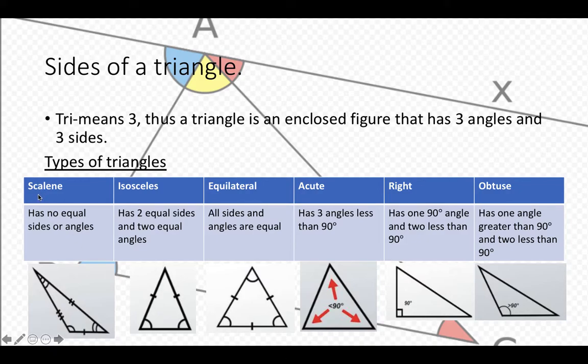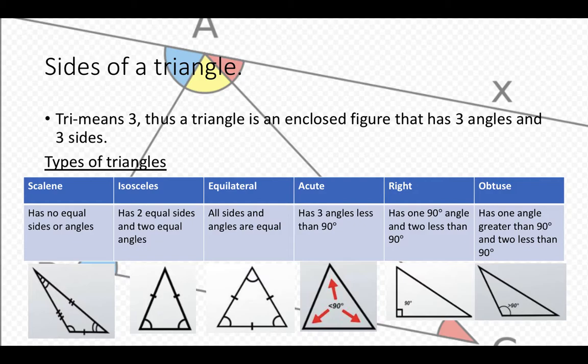First off, we have a scalene triangle. A scalene triangle has no equal sides or angles. The length of the sides and the measurement of the angles are all different. They're not the same. Then we have an isosceles triangle, which means that we have 2 equal sides and 2 equal angles. Then we have an equilateral triangle, which means all the sides and all the angles are equal to each other.